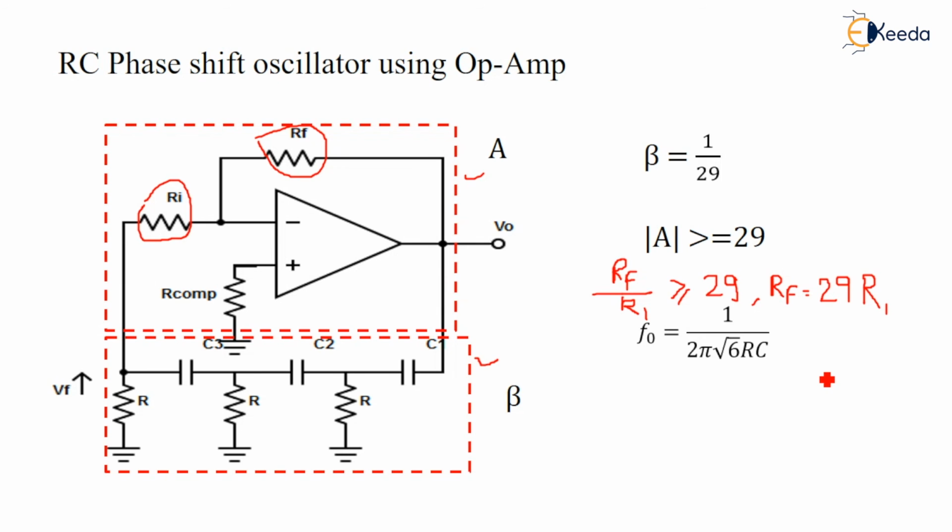This is the frequency of oscillation, which is equal to 1 upon 2 pi root 6 RC. This frequency of oscillation of the RC phase shift oscillator depends on these components of the feedback network. Generally, this RC phase shift oscillator is used over the frequency range of 100 Hz to 100 kHz. So this RC phase shift oscillator is mainly used in communication applications. Thank you, student.